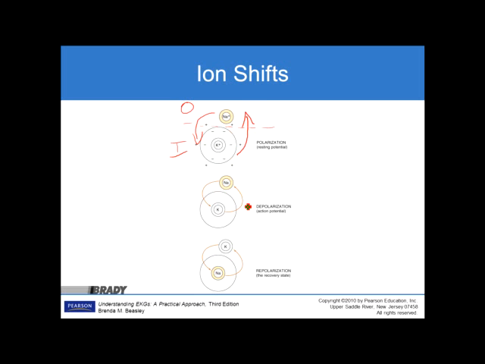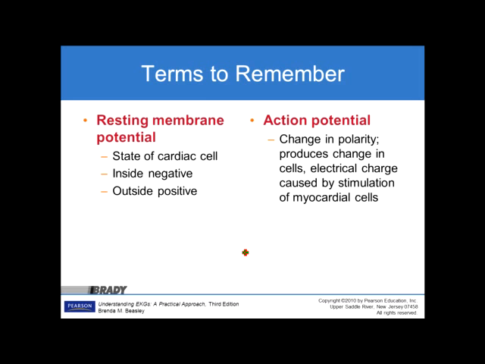This is a state of readiness, but this is what's going to occur. And then whenever it repolarizes or recovers, potassium on the outside will come back into the cell, and the sodium on the inside will go back out to the outside cellular environment. Terms to remember: resting membrane potential. State of the cardiac cell, the inside is negative and the outside is positive.